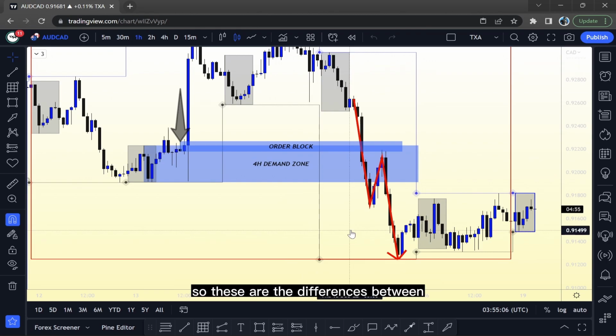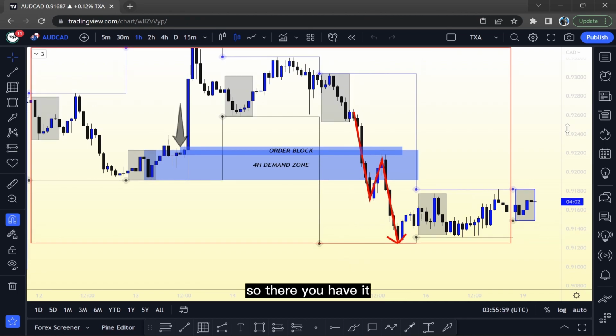So these are the differences between higher time frame zones, which are usually supply or demand zone areas, and lower time frame zones, which are actually order blocks. So there you have it.